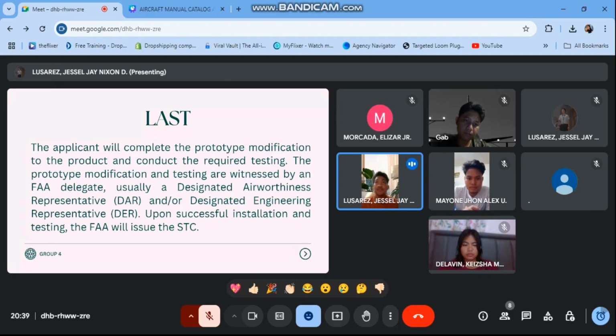The applicant will complete the prototype modification to the product and conduct the required testing. The prototype modification and testing are witnessed by an FAA delegate, usually a designated airworthiness representative, DAR, and/or designated engineering representative, DER. Upon successful installation and testing, the FAA will issue the STC.